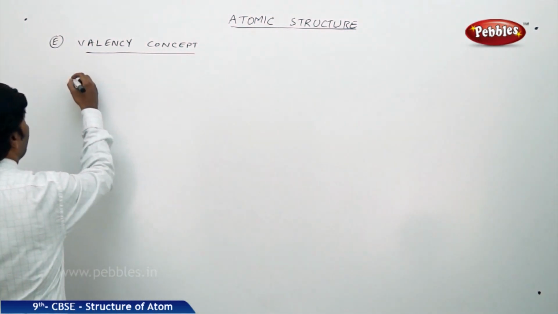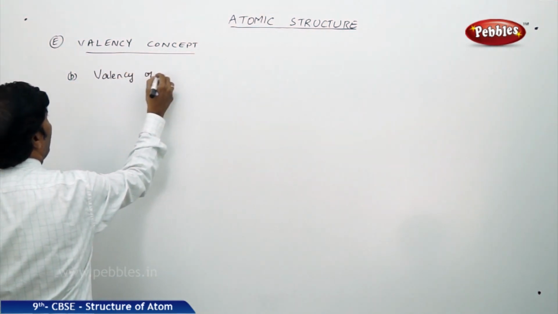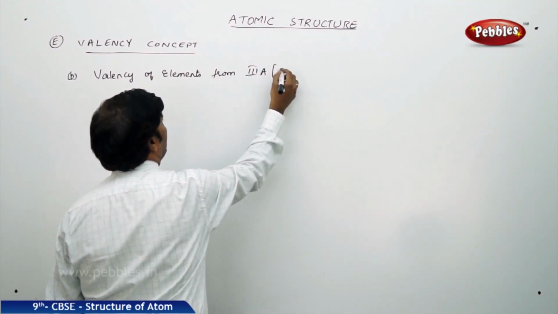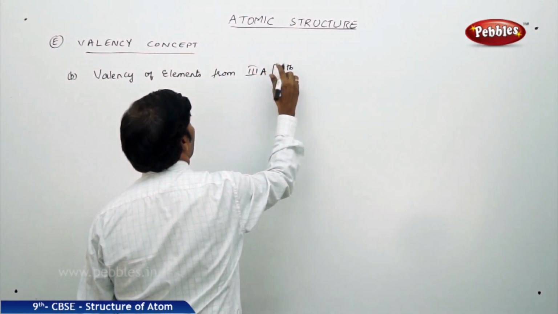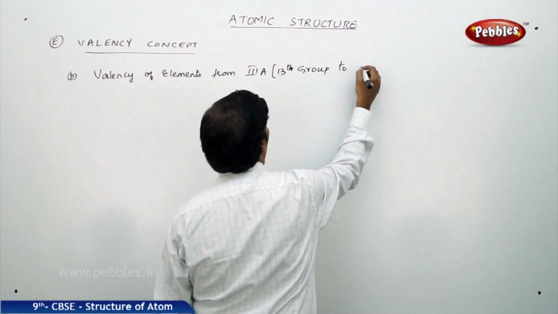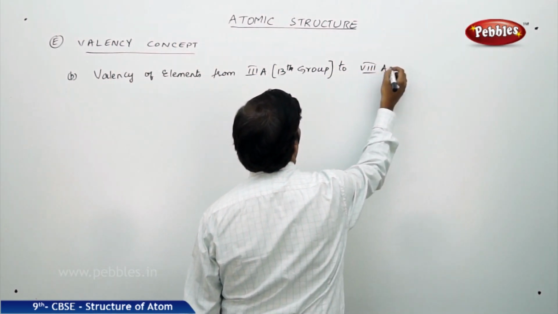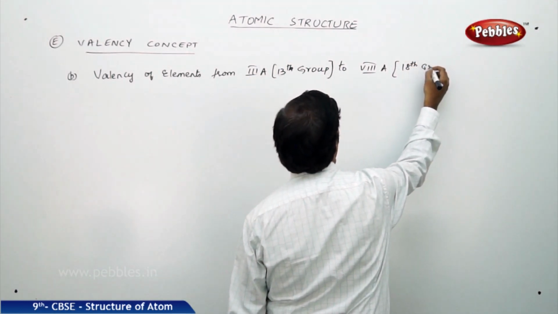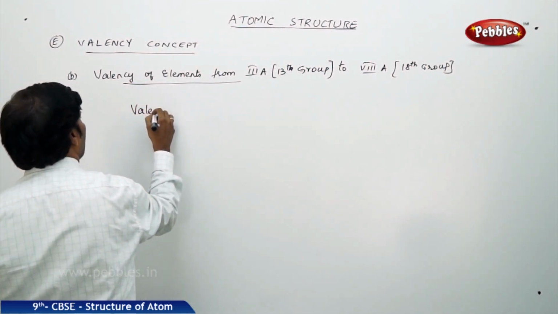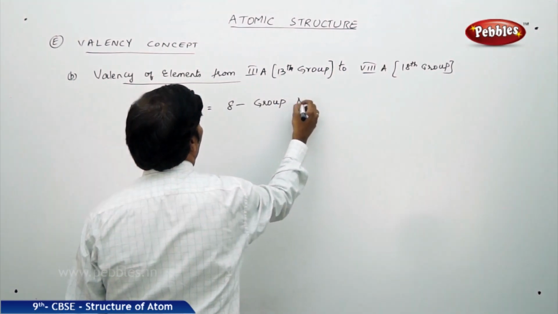Similarly, for the valency of elements from 3A, that is the 13th group, to 8A, that is the 18th group, we can use the formula valency V is equal to 8 minus the group number.